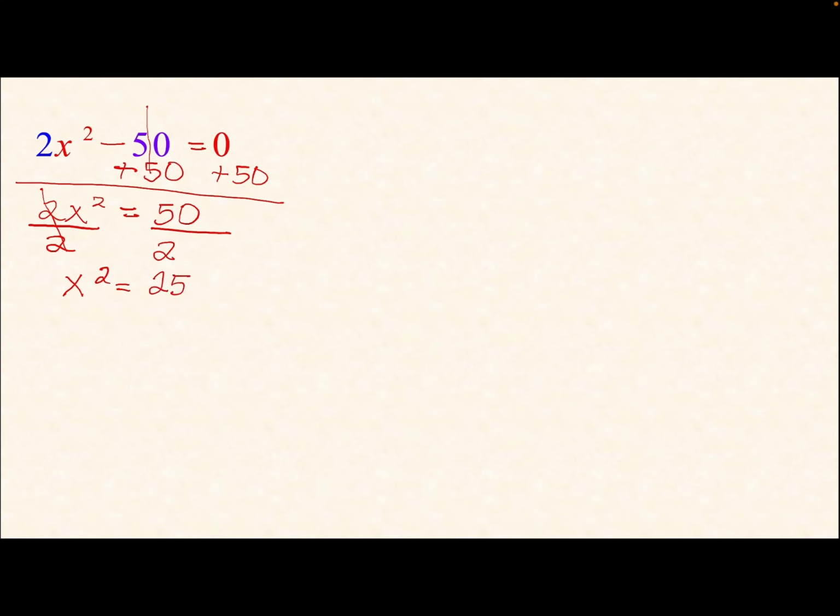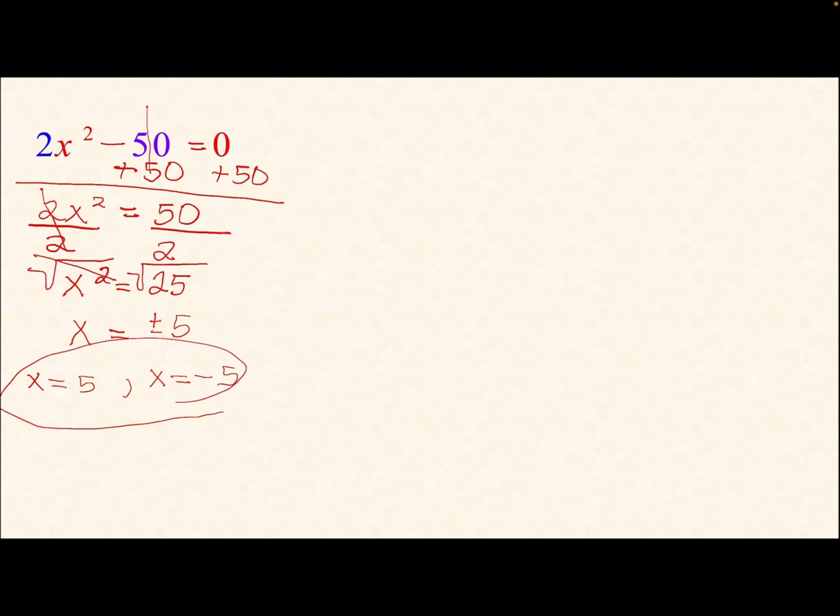Do the same thing, extract the square root in order to remove the exponent. So x now is equal to, the square root of 25 is positive and negative 5. Therefore, the solution of the given equation is x is equal to 5 and x is equal to negative 5. We have 2 solutions here.